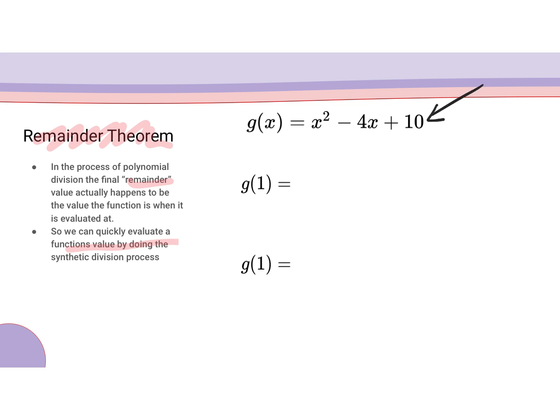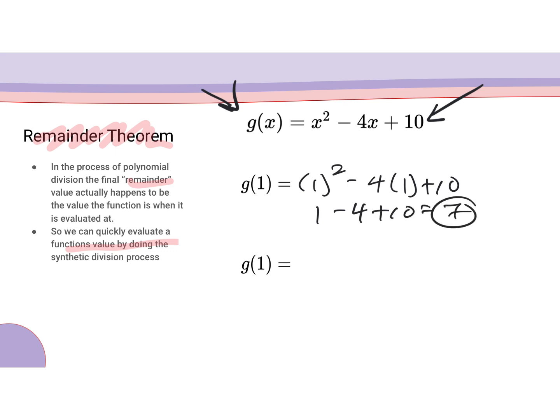So first, let's take this standard quadratic function. Let's do it pretty normally, g of 1. I would take 1 and I would substitute it in. So when I do this, I get 1 minus 4 plus 10, and so I get 7. Not really hard to evaluate, but if something is a little bit larger than a quadratic, a cubic, a quartic, a quintic, any degree higher than 2 might take a little bit of time.